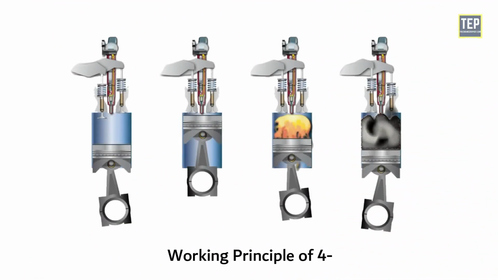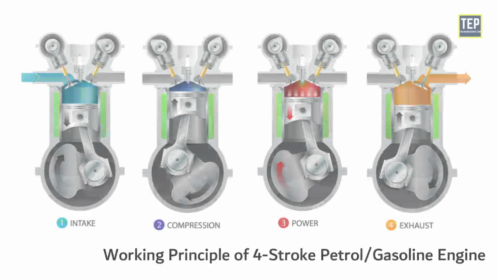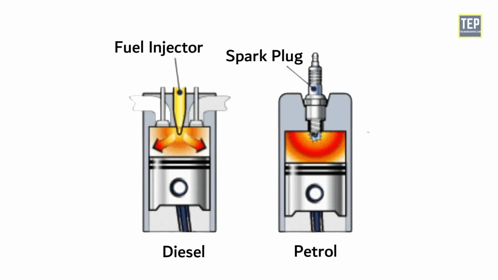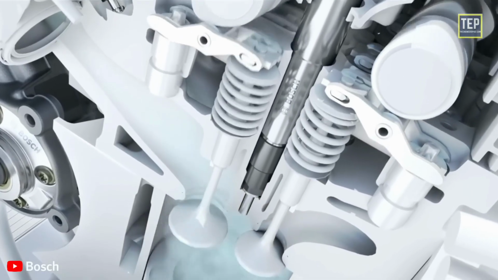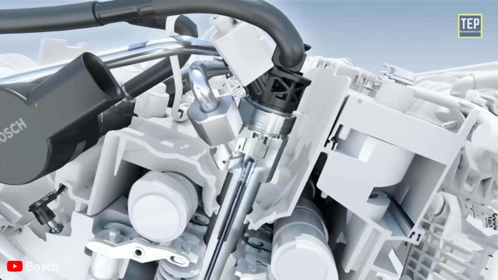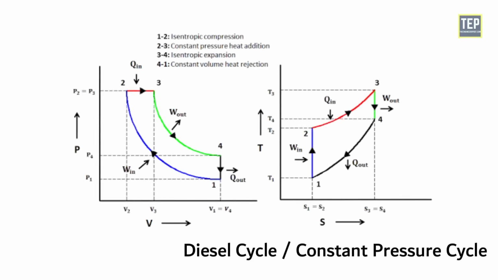Working of a 4-stroke diesel engine. The basic construction of a 4-stroke diesel engine is the same as that of a 4-stroke petrol engine, except instead of a spark plug, a fuel injector is mounted in its place. A fuel pump supplies the fuel oil to the injector at higher pressure. It works on the diesel cycle, or constant pressure cycle.